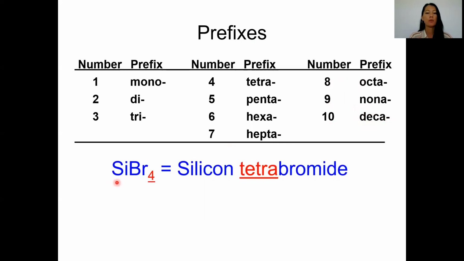Let's do another one, SiBr4. If you look on the periodic table, silicon is less electronegative than bromine. So silicon comes first, and then you specify the 4 bromines: silicon tetrabromide.